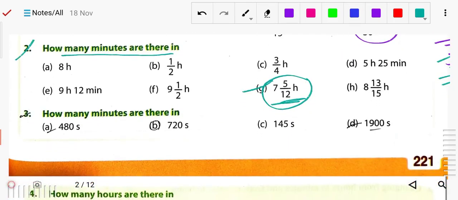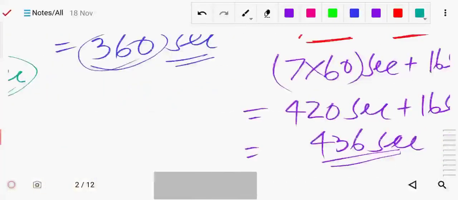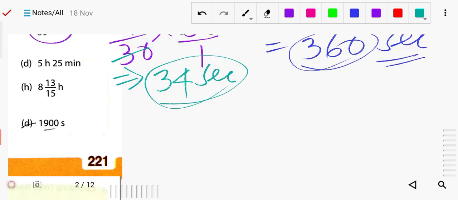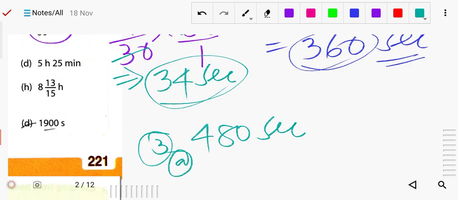Okay, now next, number 3, how many minutes are there? In this question, we have to find how many minutes. Here, seconds are given. At the start of the question, you can see it is given in seconds: 480 second. This is question number 3a. So we have to convert this second to minute.